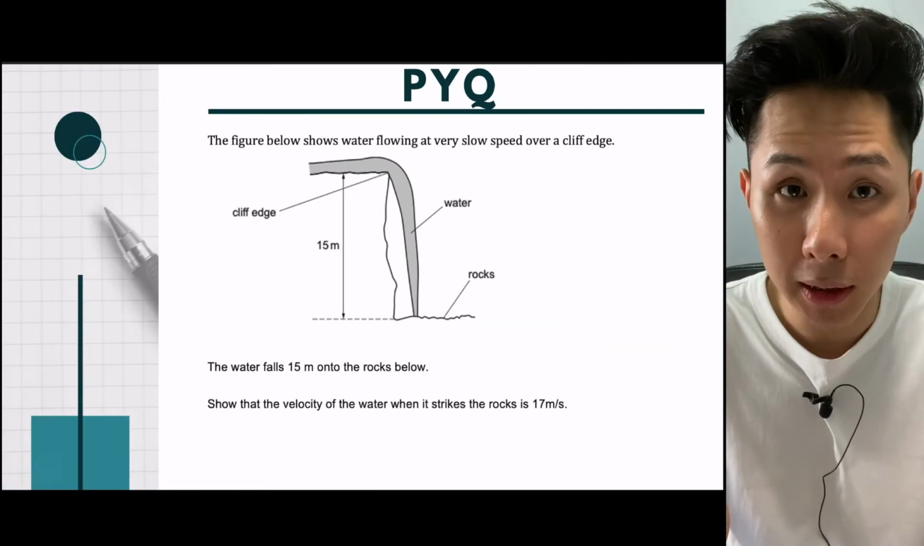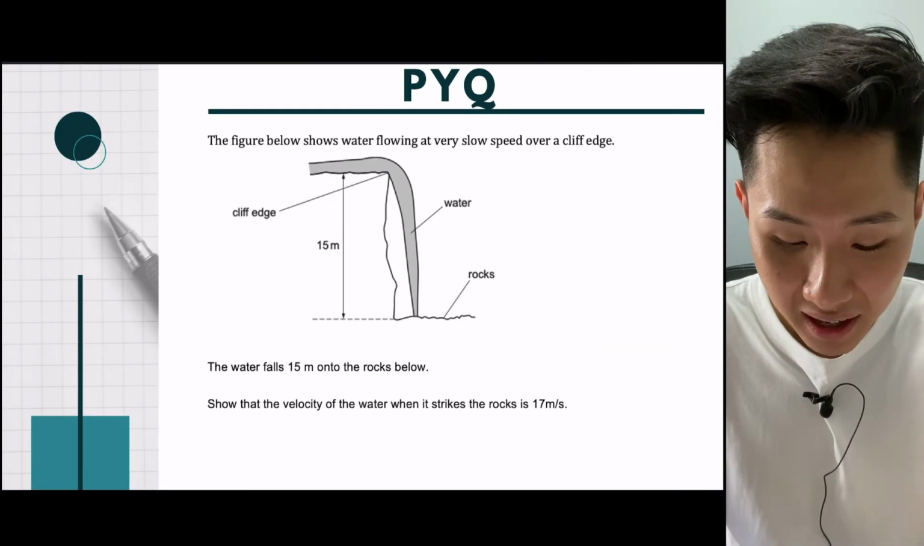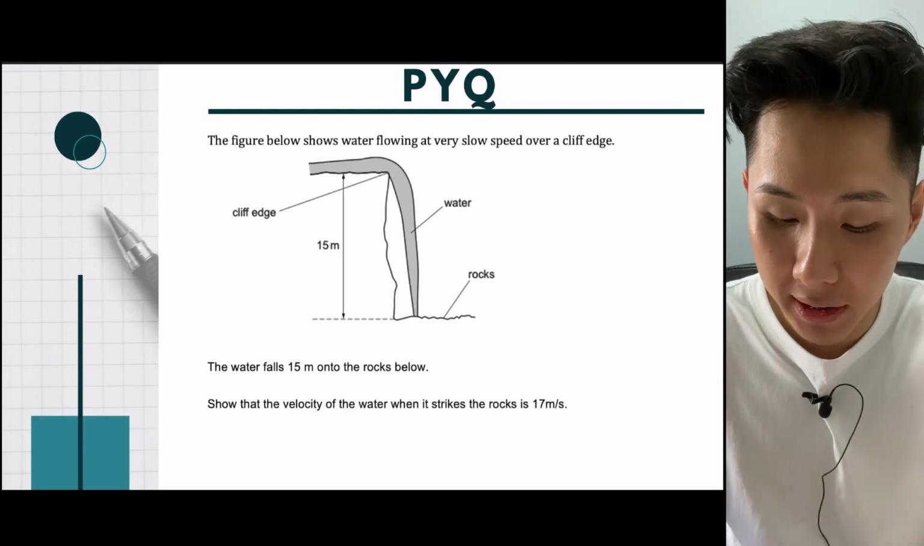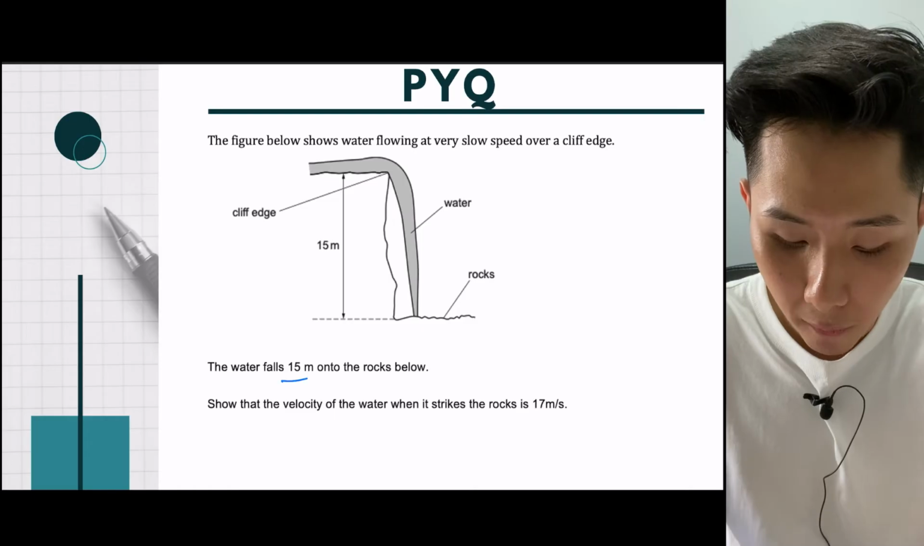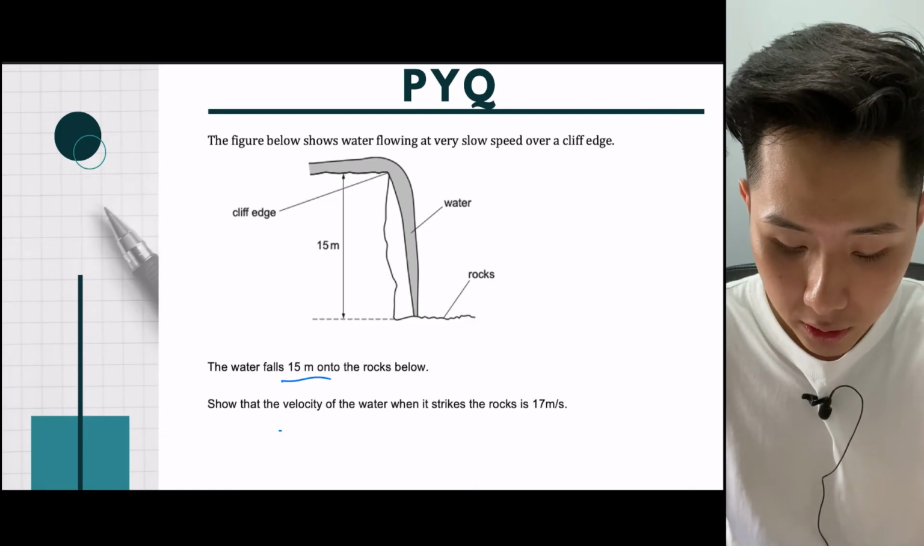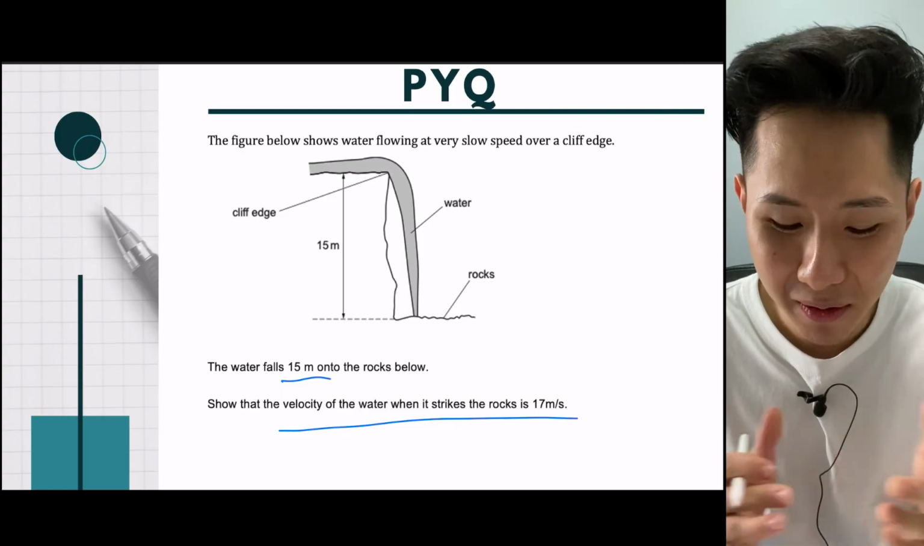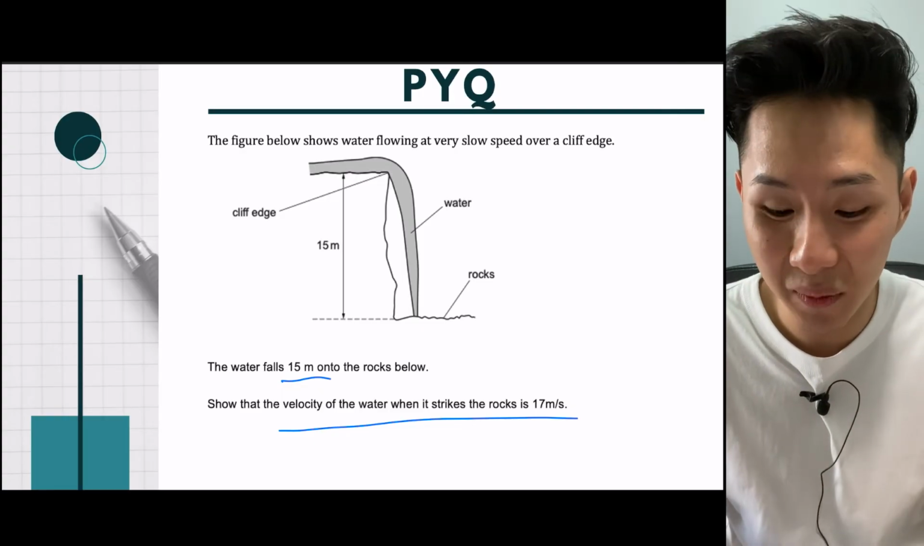So let's solve some more questions before the end. The figure shows water flowing at very slow speed and the waterfall at 50 meters over the rock. Show that the velocity of the water when it strikes the rock is 17. So that's a pretty vague question. They didn't really give us anything.